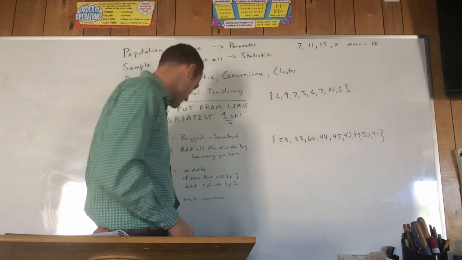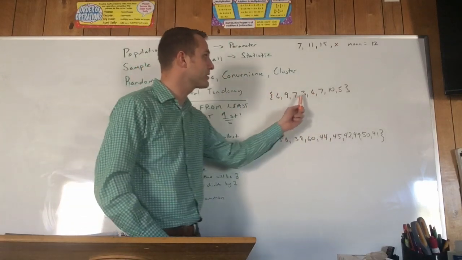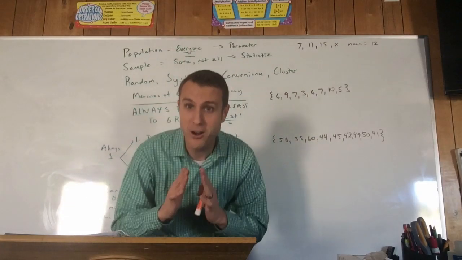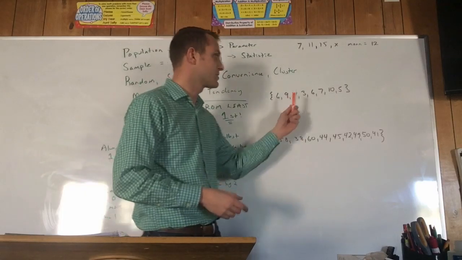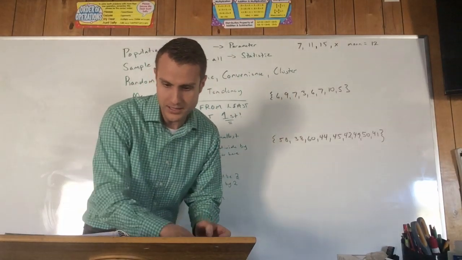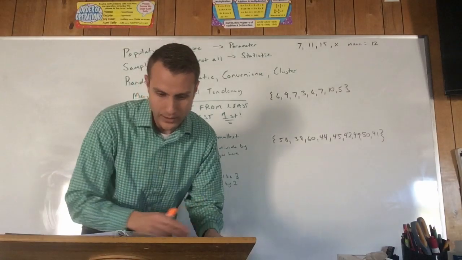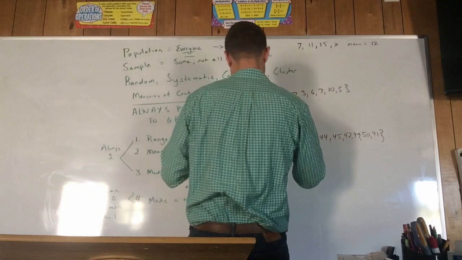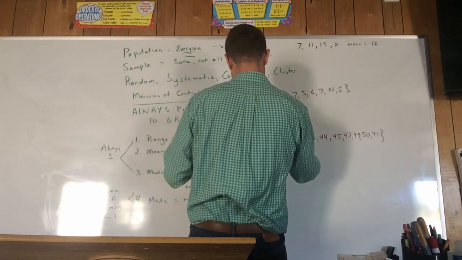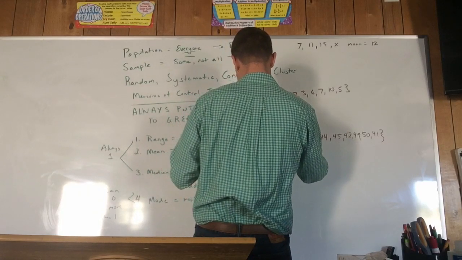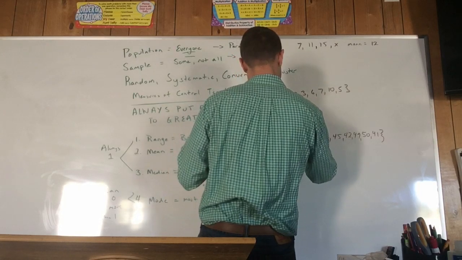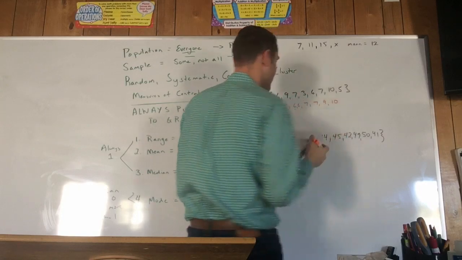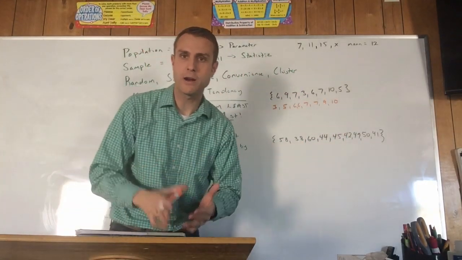So let's look at a group of numbers here. I have 6, 9, 7, 3, 6, 7, 10, 5. First, put them in order, least to greatest. So I'm going to do that quickly here. When I do that, I end up with this: 3, 5, 6, 6, 7, 7, 9, and 10. So now I have them in order from least to greatest.